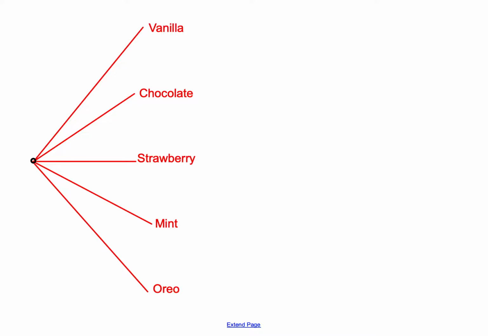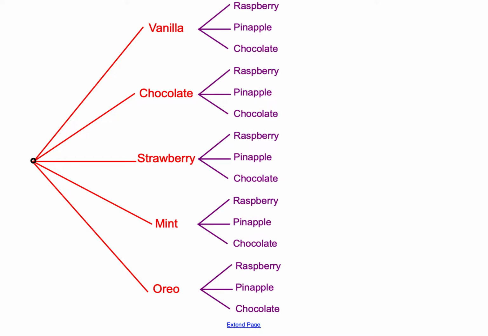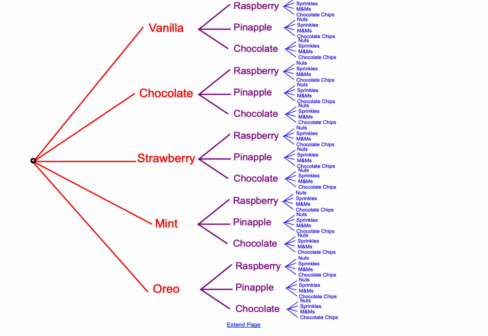After that, we need to pick a sauce. Now, there are 3 sauce options after you've selected the ice cream flavor. You'll either get raspberry, pineapple, or chocolate. And then after that, we've got one more decision. We decide on the topping, which can be nuts, sprinkles, M&Ms, or chocolate chips.